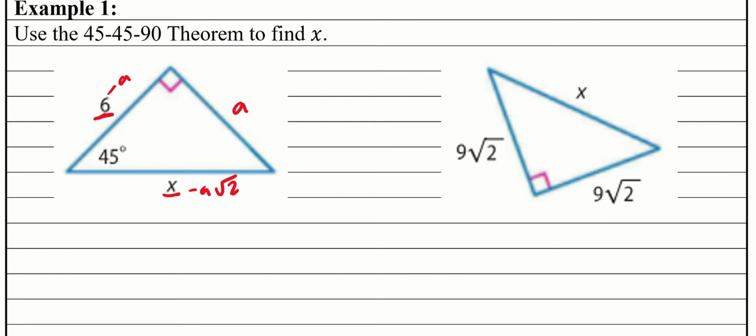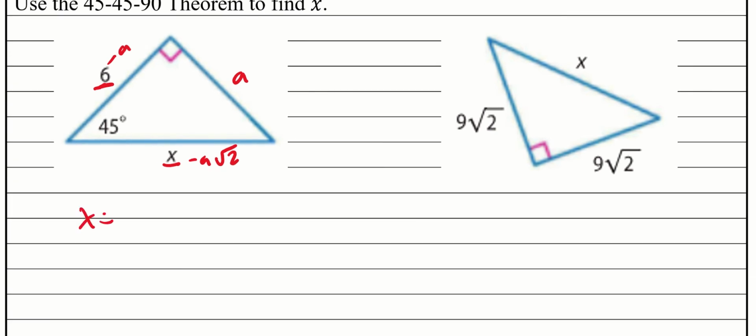If we're just using this here, we're going to say x equals A square root of 2. And like I said, we already labeled A, that's just 6. So I'm going to say x equals 6 square root of 2. And this would be my final answer here. There's no other way to simplify the radical at all. There's no way to change this. This is just going to be the final answer. So I just need to be able to use that theorem here to find those different side lengths.